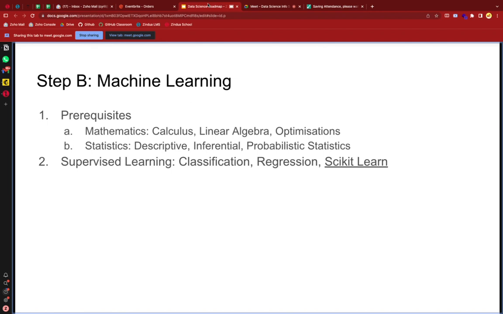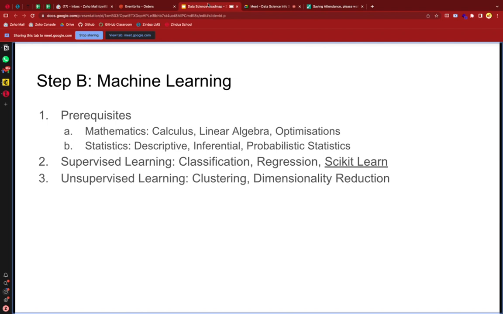Okay. Any questions on supervised learning there? Okay, no question. Now, to understand supervised learning better, it's good to understand unsupervised learning.